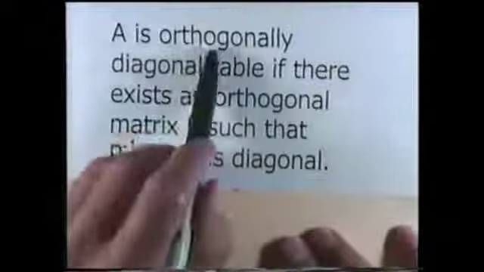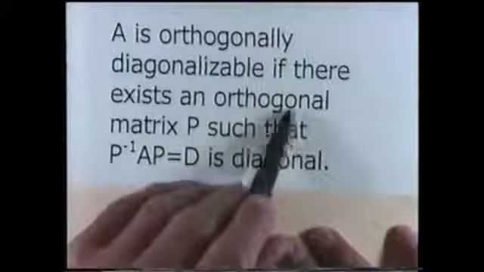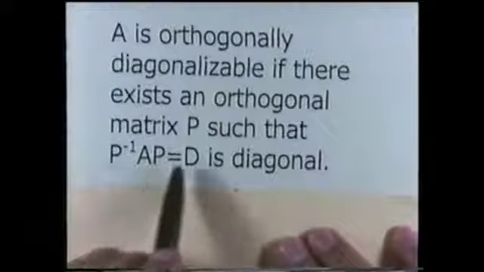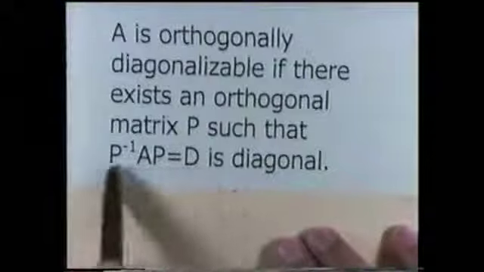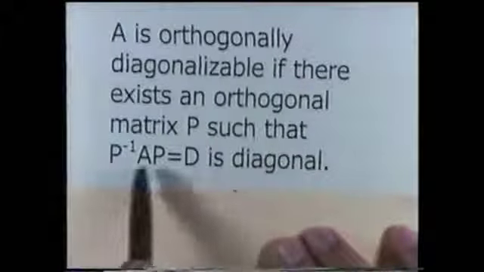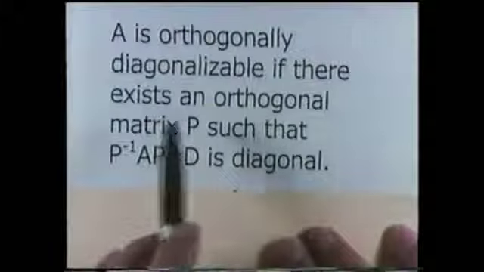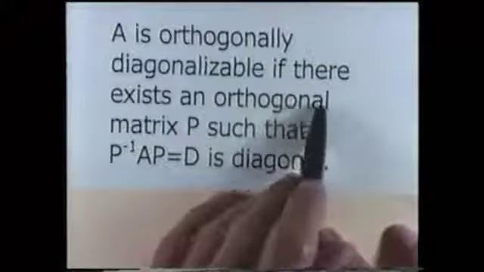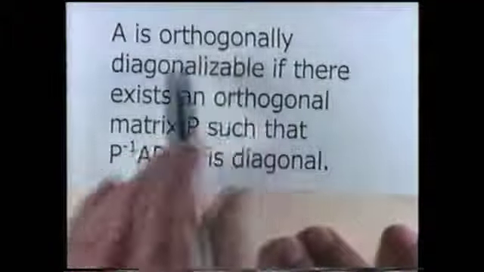A is orthogonally diagonalizable if there exists an orthogonal matrix P such that P inverse AP equals D, where D is diagonal. This is the same definition that we had previously for a diagonalizable matrix. If we can find an orthogonal matrix P, then A is orthogonally diagonalizable.